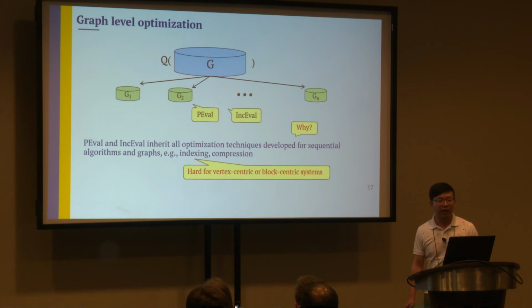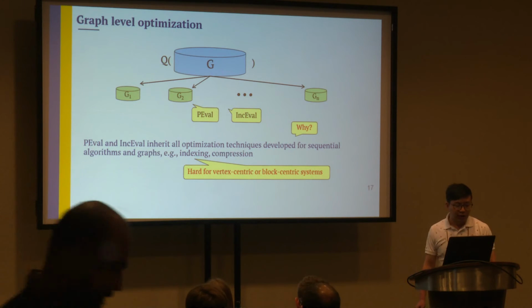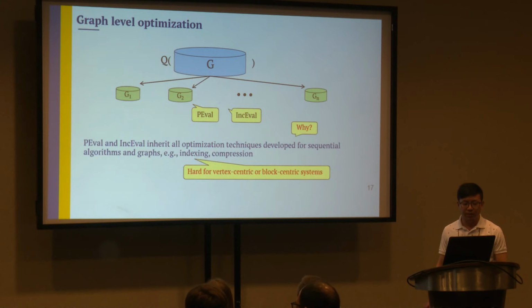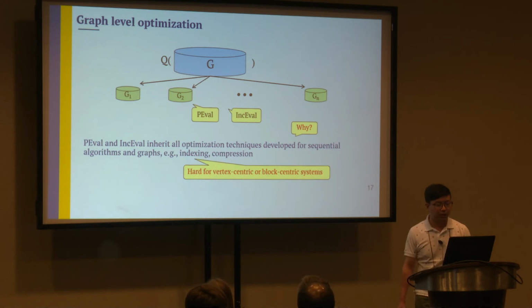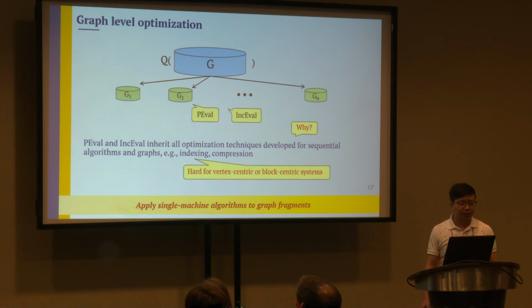Grape Plus also has a feature of graph-level optimization. P-eval and inc-eval inherit all optimization technologies developed for sequential algorithms and graphs, for example, indexing and compression. They are hard for vertex-centric or block-centric systems. Grape Plus has this unique feature because it applies single-machine algorithms to graph fragments.